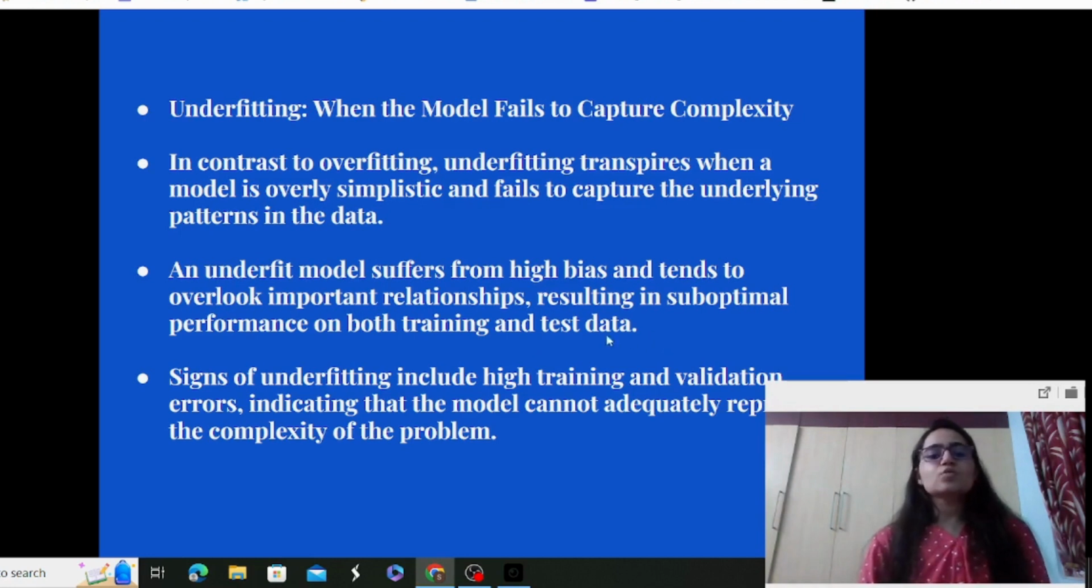Some signs include high training and validation errors, indicating the model cannot accurately represent the complexity of the problem. Especially when you have a complex problem and your model is failing to give good results for it, your model is too simple to capture even the general patterns underlying in the data. That is where underfitting is bound to occur.